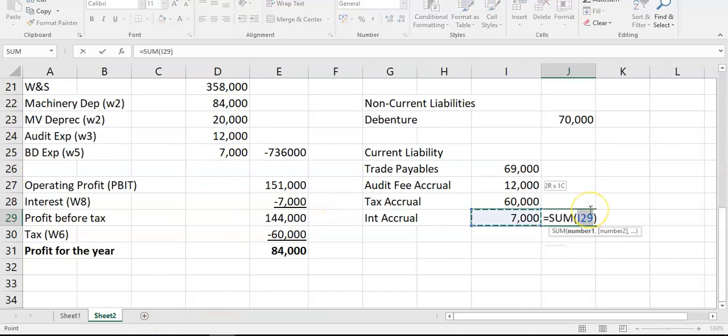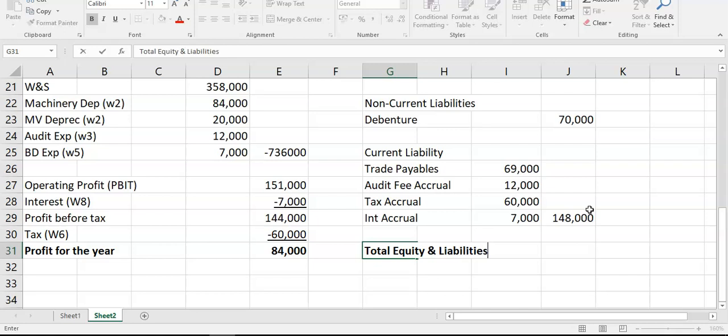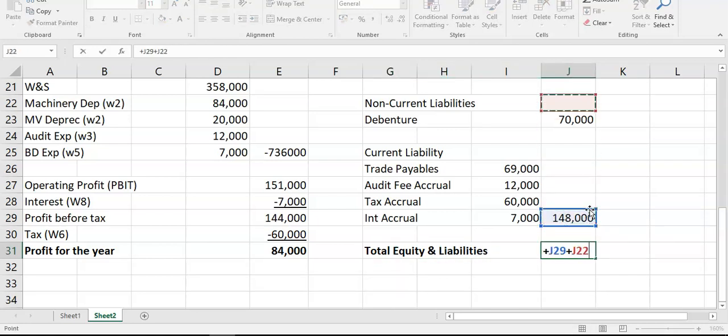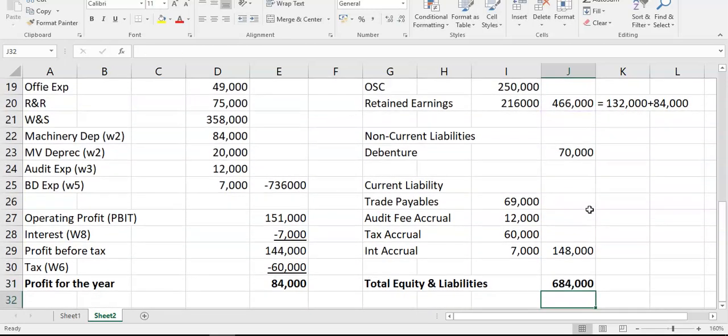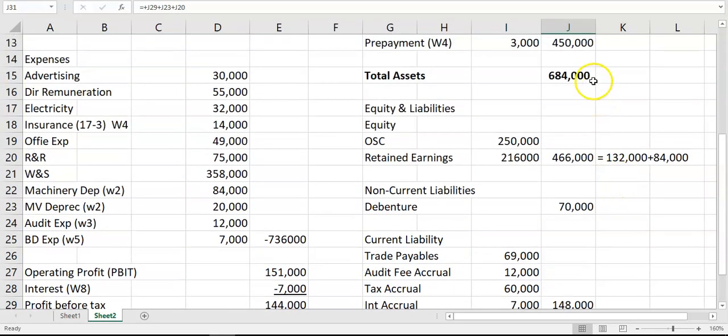You add up your current liabilities, 148, and then we say total equity and liabilities, they're going to sum to 148 plus 70 plus our total equity for the year, 466. And thankfully, that total equity and liabilities, 684, tots with the total assets that we have up there, 684 as well. And that's how you approach a simple IAS 1 question.